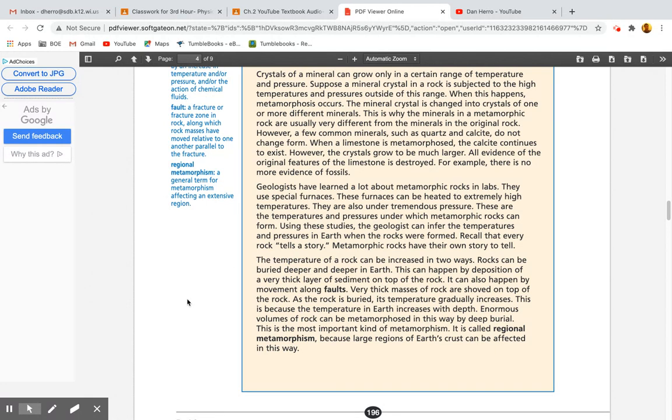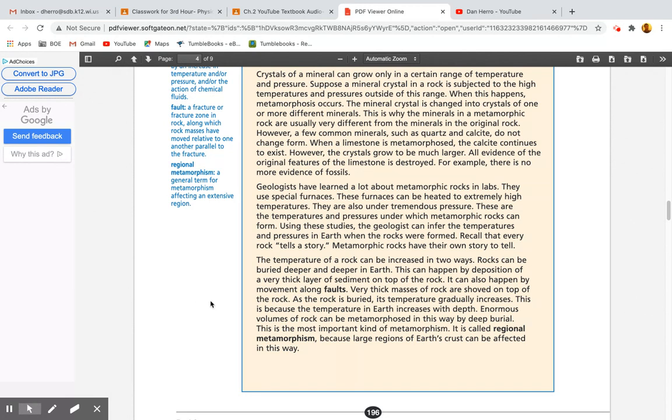The temperature of a rock can be increased in two ways. Rocks can be buried deeper and deeper in Earth. This can happen by deposition of a very thick layer of sediment on top of the rock. It can also happen by movement along faults. Very thick masses of rock are shoved on top of the rock.